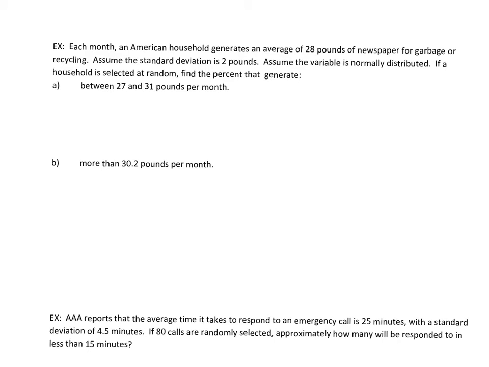The important information here is that we're going to assume it's normally distributed. If it wasn't, we wouldn't be able to use our z-scores. So the first thing we have to do, we're going to have to find two z-scores. So we want to be between 27 and 31 pounds. So our first z-score is going to be 27 minus the mean, 28, over our standard deviation of 2, which is negative 0.5.